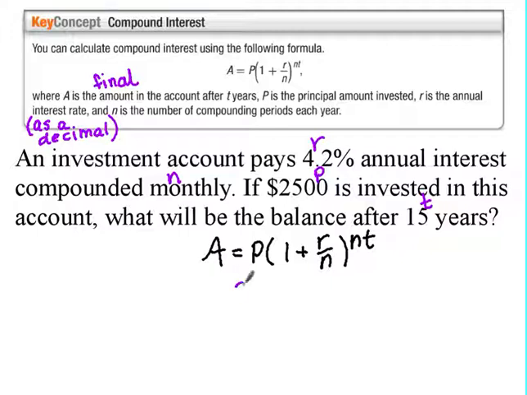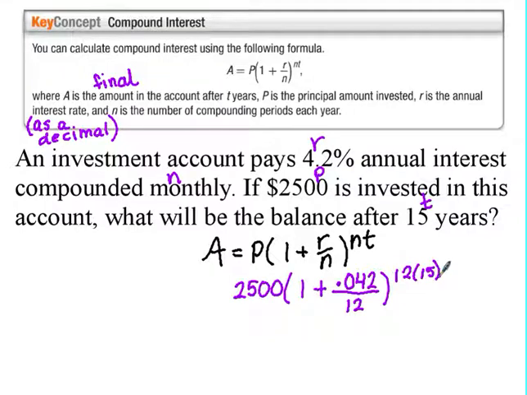My principal here is 2,500. I now have 1 plus my rate as a decimal, 0.042. N, it says compounded monthly, means how many times a year? 12. And then I've got N times T. Now we have to be careful how we actually type this in on our calculator and how we solve this, because a lot of mistakes get made.